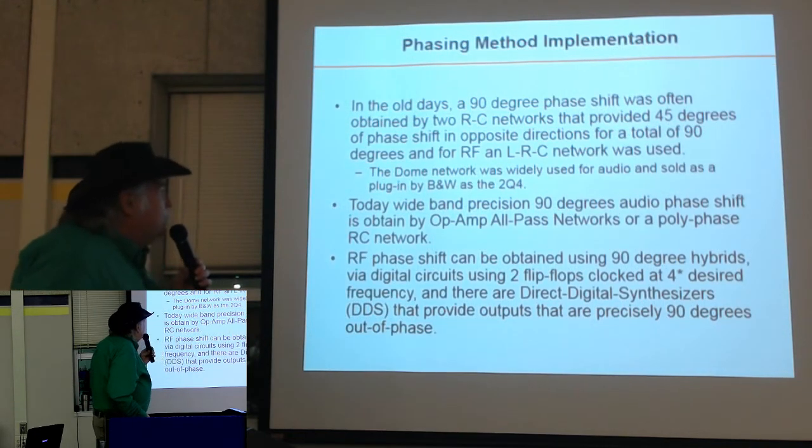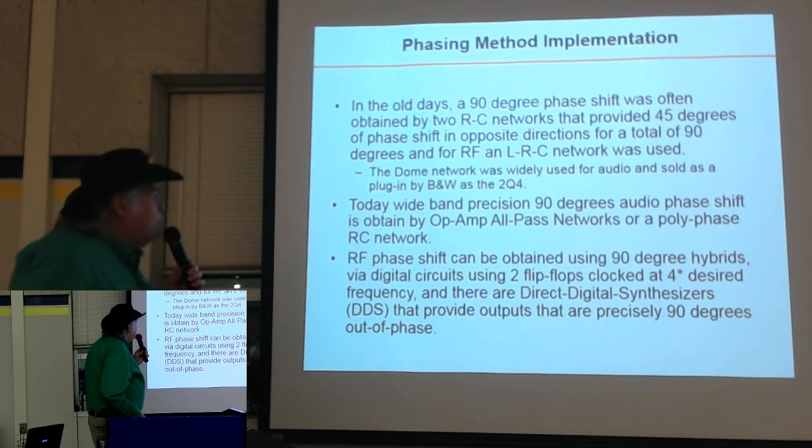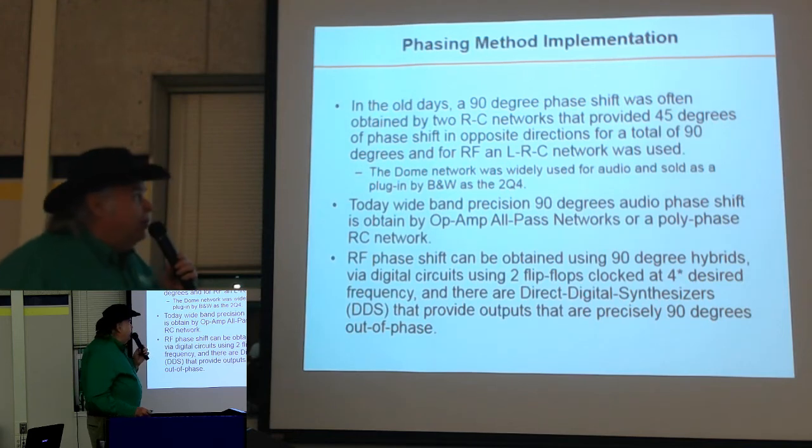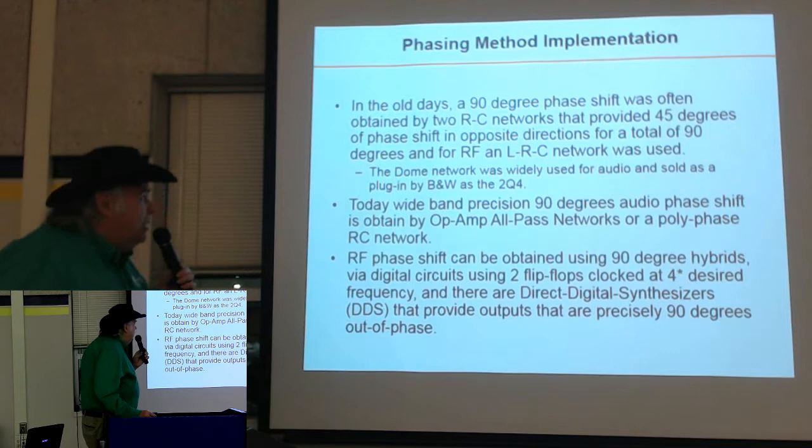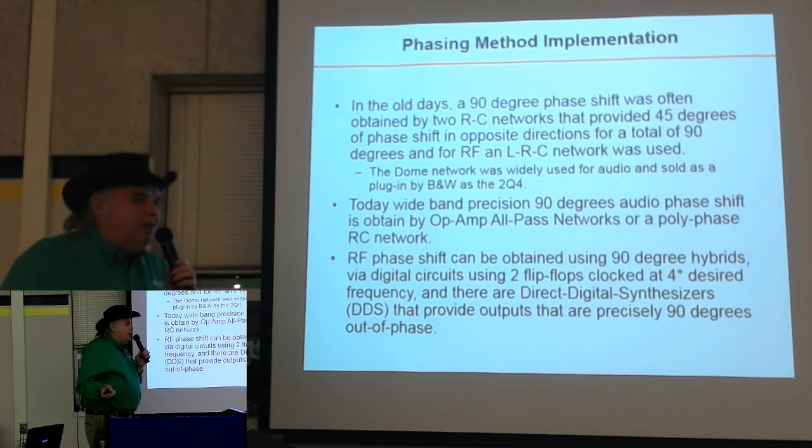So in the old days, how did we do this? Well, the 90-degree phase shift was obtained with an RC network that provided about 45 degrees of phase shift in opposite directions, but not all that accurately over the whole 300 hertz to 3 kilohertz band. And for RF, we typically have an LRC network that gave us 45 degrees phase shift one way, 45 the other.